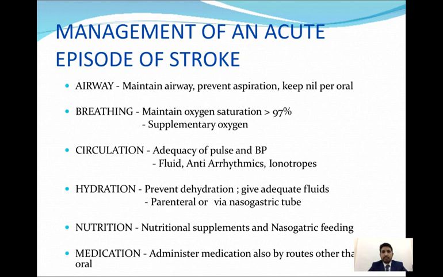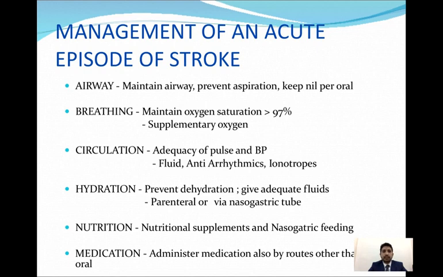So every patient of stroke who comes in emergency, please keep NPO for 24 hours to prevent aspiration and maintain the airway. Then breathing, oxygen saturation 97%. If a patient does not have underlying pathology or has not aspirated, usually you do not need to give oxygen, but the objective is to maintain saturation at around 97%.